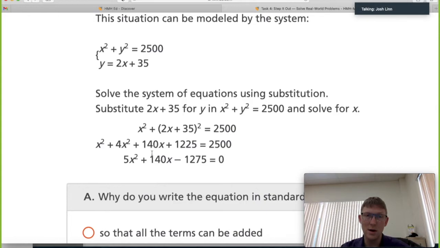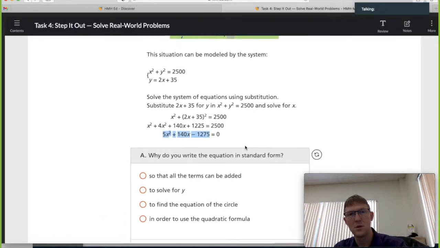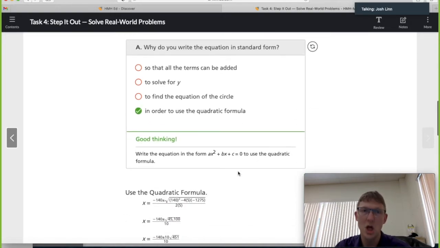So then we need this to equal 0 so that we can use our quadratic formula, or maybe it's factorable, I don't know. So we're going to move our 25 over to the left, and so here we are, we have this part right here. Why do you write the equation in standard form? Because I can, in order to use the quadratic formula. Good thinking.